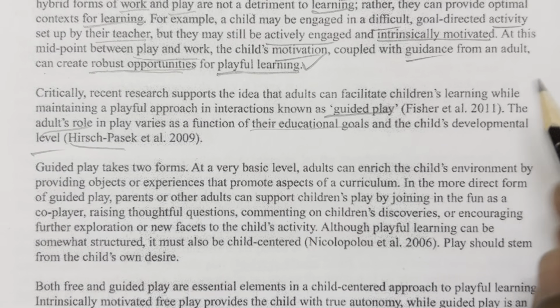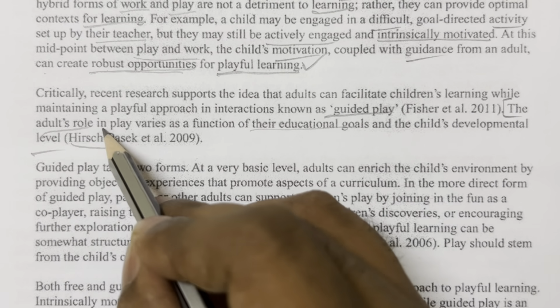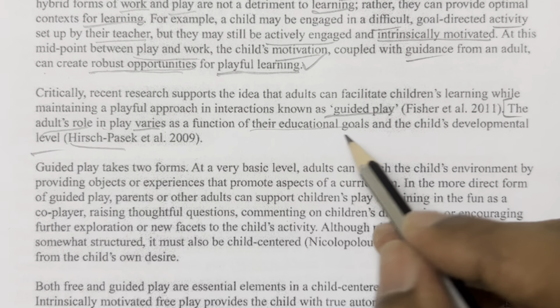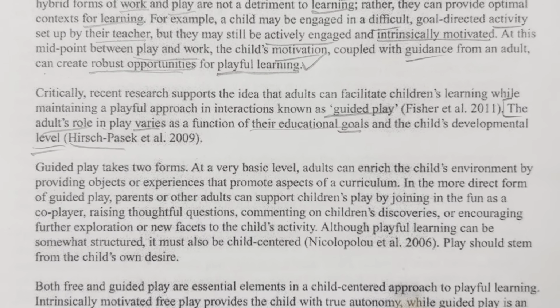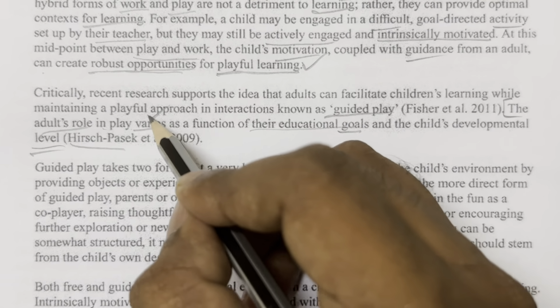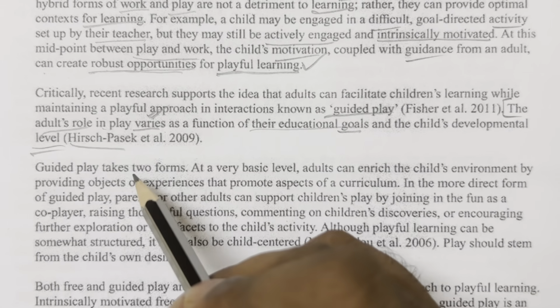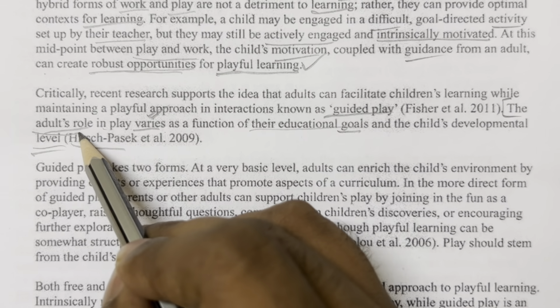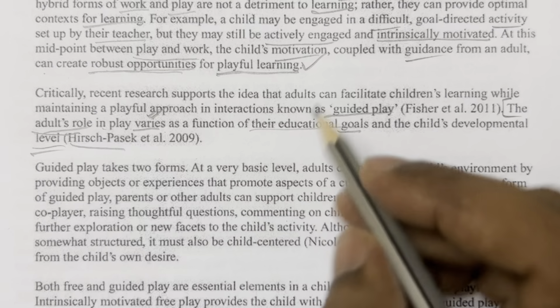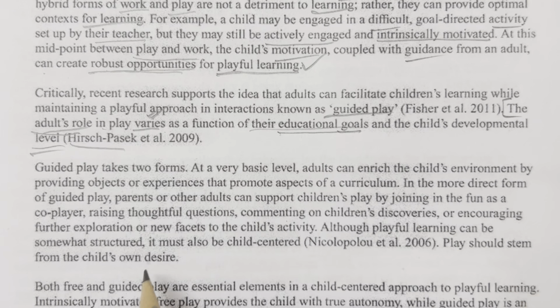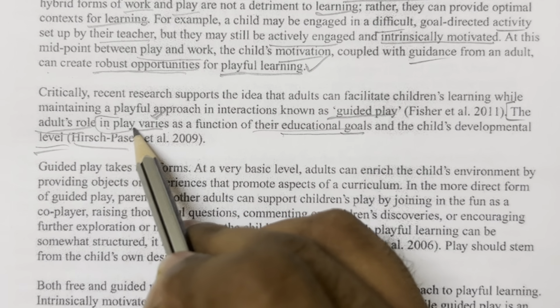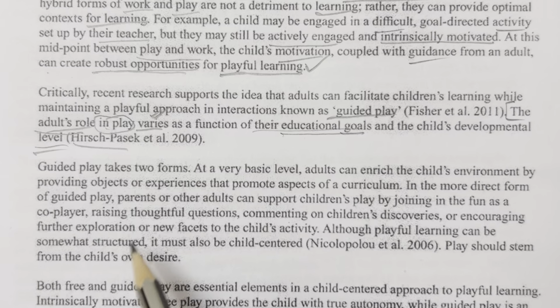Okay, let's read the last sentence again. The adult's role in play varies as a function of their educational goals and the child's developmental level. Okay, it varies means it has some impact, it is affected. So adult's role means adult's intended goals. What are their goals? Educational goals. Okay, they will affect how they play with children, right? So the adult's role in the play varies means it is affected, and the child's developmental level also is affected.